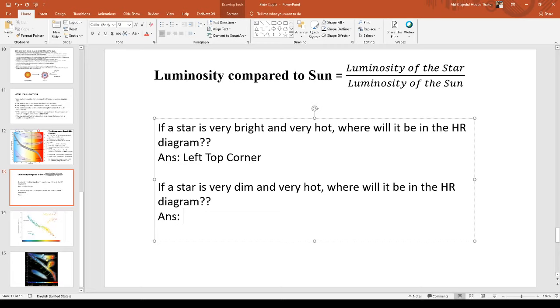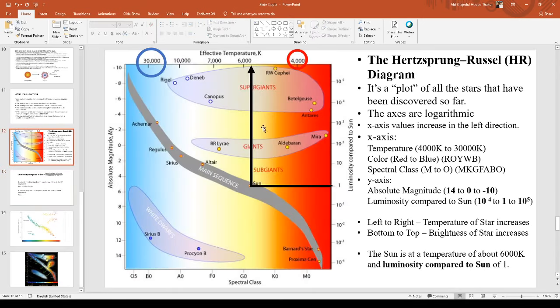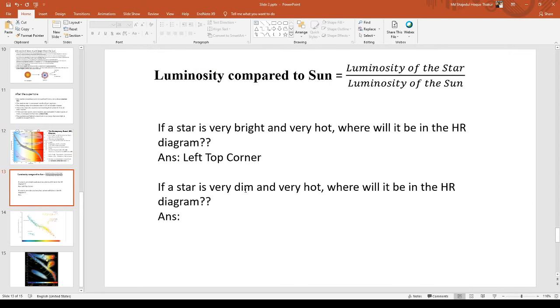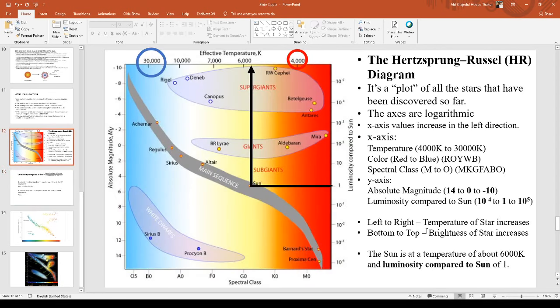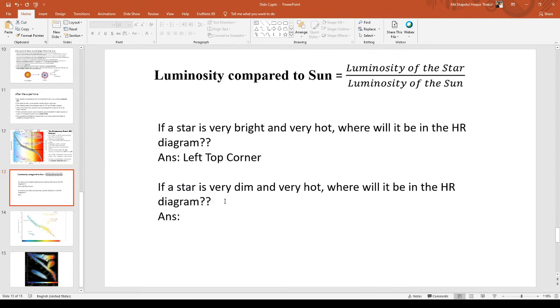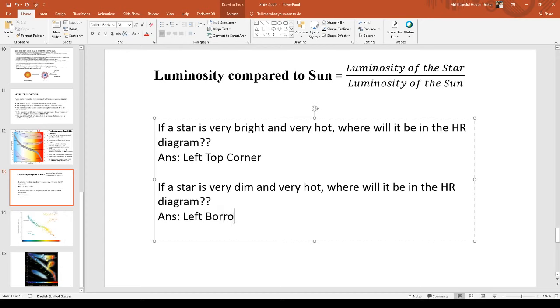So this will be no, not right up. It's still hot, high temperature, so it will be to the left, but it is dim, so low brightness. Brightness is on the y-axis, so it will be near the bottom. So it will be left bottom corner, not right. Left side down. Yes, that's the answer. Clear? Okay.